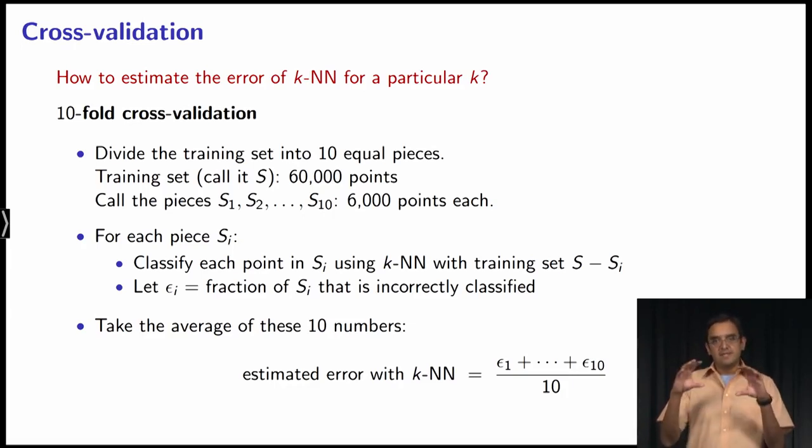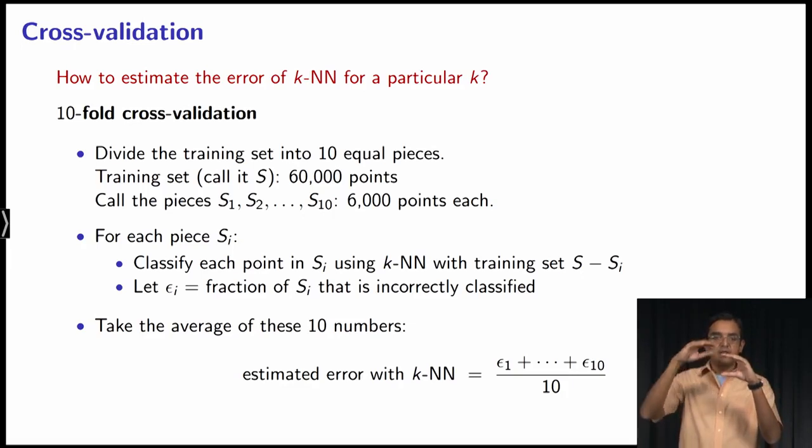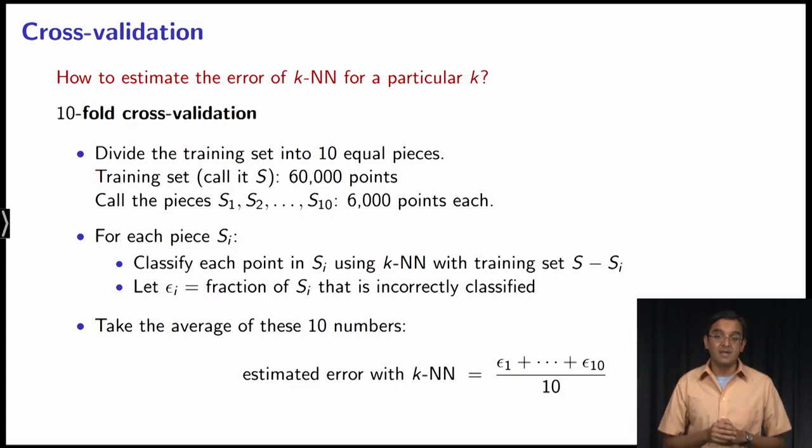Now for each of these S sub i's, we'll do the following. We'll take just that chunk and think of it as the test set, and think of the remaining 9 chunks as the training set. For each of the 6,000 points in S sub i, we will classify it using the remaining 54,000 points. That will give us an error rate for S sub i, which we'll call epsilon sub i.